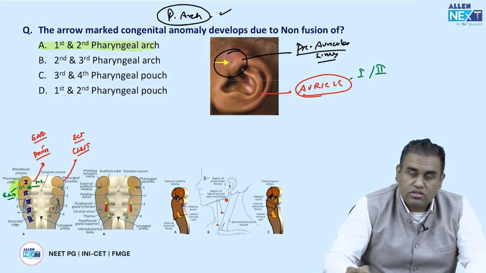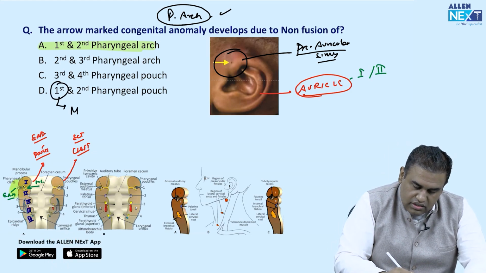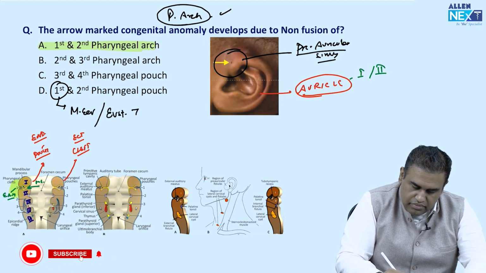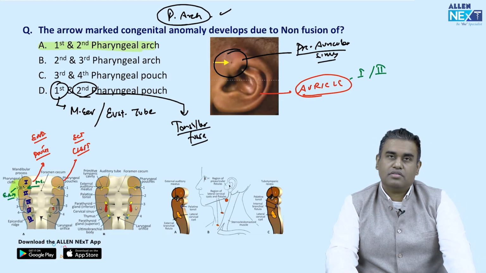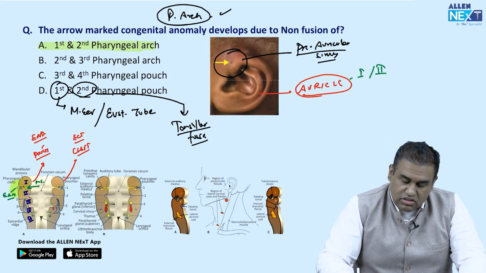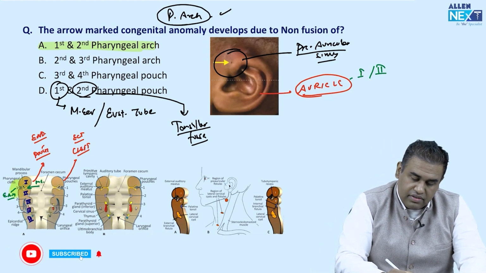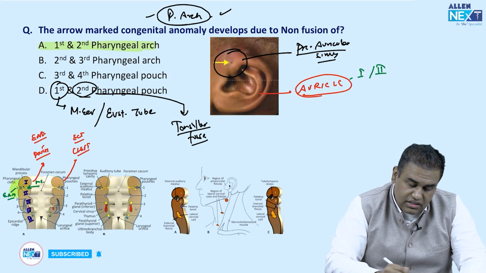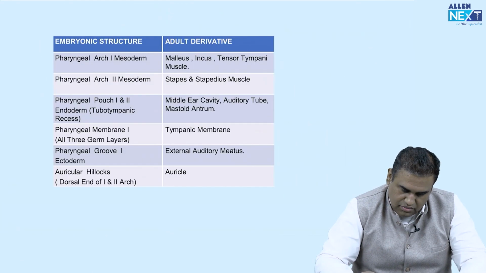And what does the pouch give rise to? The first pouch, as you've seen, gives rise to the middle ear, and also the eustachian tube. The second pouch will give rise to the tonsillar fossa, where you have the palatine tonsils located, the epithelium of the palatine tonsils. The third pouch gives rise to other structures as well, as you can see in this image. The topic, remember, is pharyngeal arches. The answer over here is first and second pharyngeal arch, not the pouches.